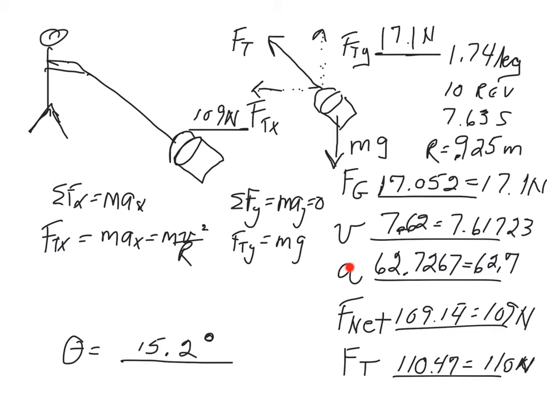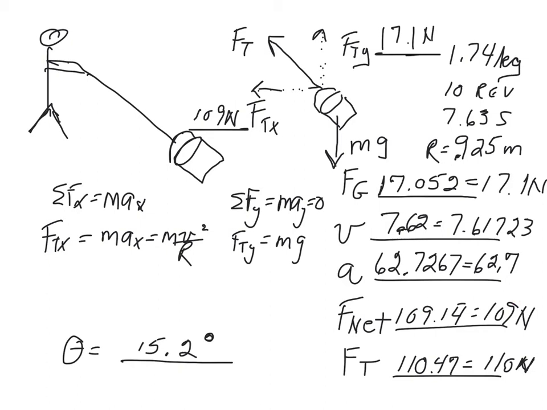And then when you multiply the acceleration times the mass to get the F_tx, which is the net force, right? The F_tx equals the net force. You get 109. So once again, looking at the physics, if you're holding the bucket, the tension in the rope would be 17.1, but as you're swinging it around fast in the circle, this tension goes up by more than 6 times to, well, this is the x component.